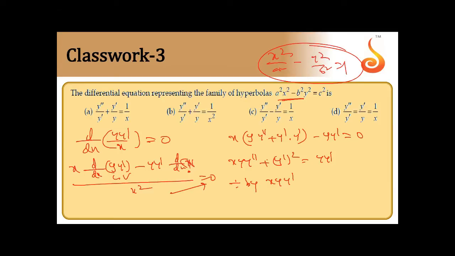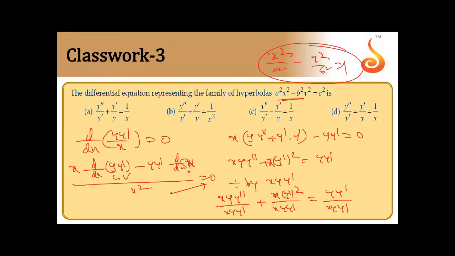Oh, sorry, x is there. Sorry, here x is there. Correct only: x y double dash plus x y dash equal to y dash. You can divide by x into y dash, so that we'll get the final answer in terms of given data. (x y dash plus x y dash) whole square by x y dash equal to y dash by x y dash comes. Now simplify, what do you get as the answer?